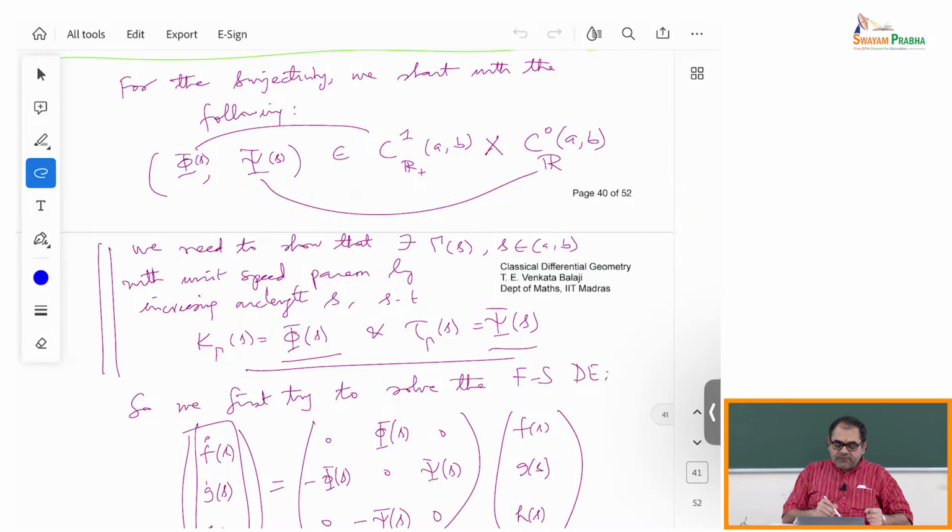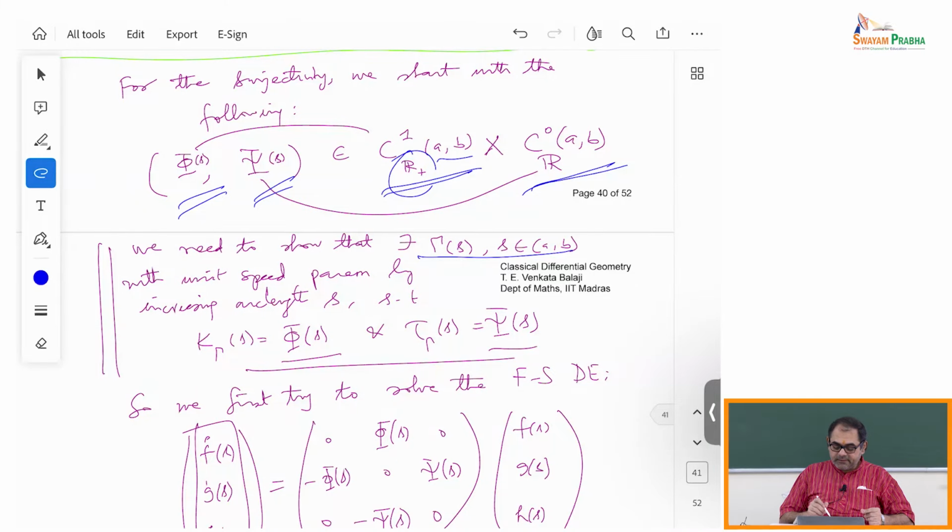Okay, so you see, where are we at the present moment in the proof of the local classification theorem? We are given two functions, capital phi and capital psi. Capital phi is a continuously differentiable function, which is only positive real valued, on the open interval AB on the real line, and capital psi is a continuous function, it's just real valued, there is no sign associated to it, it's just a continuous function.